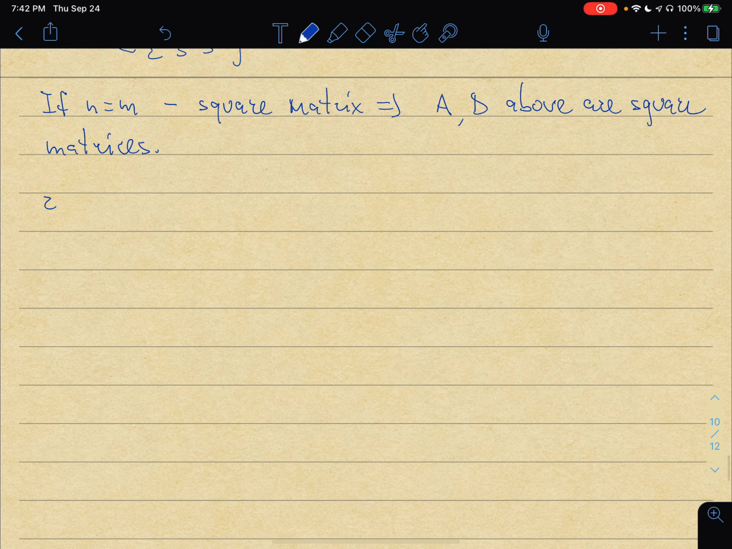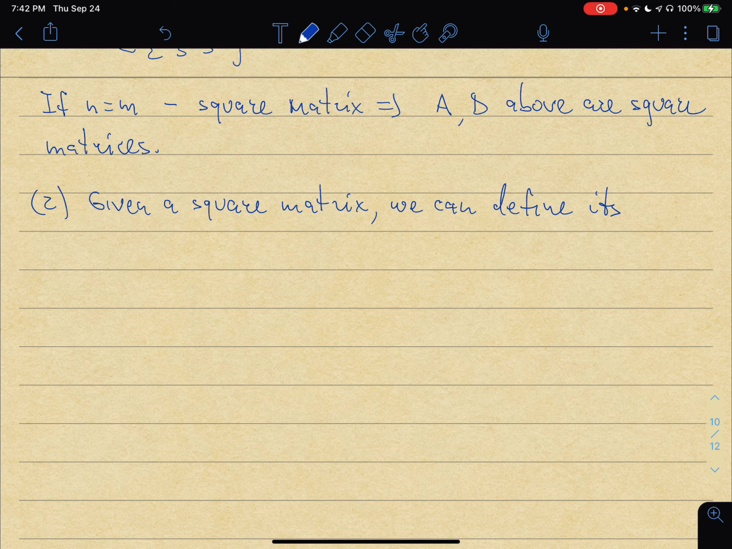Okay, number 2, given a square matrix, we can define its determinant. And we're only going to talk about 2 by 2 and 3 by 3 matrices, but whatever I'm doing here can be extended to n by n matrices.